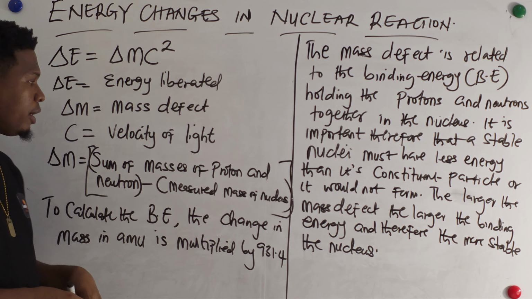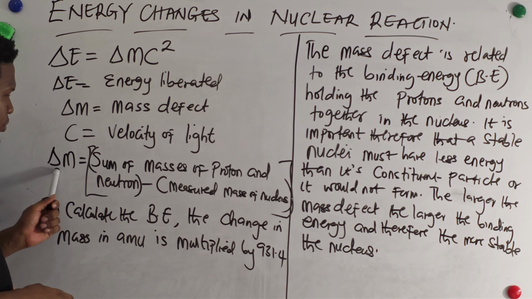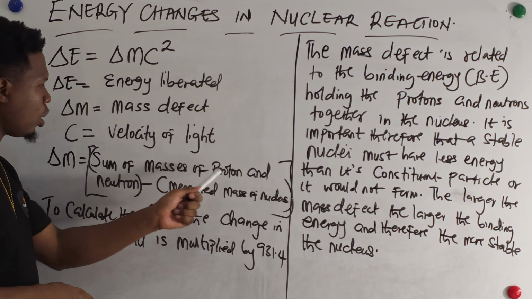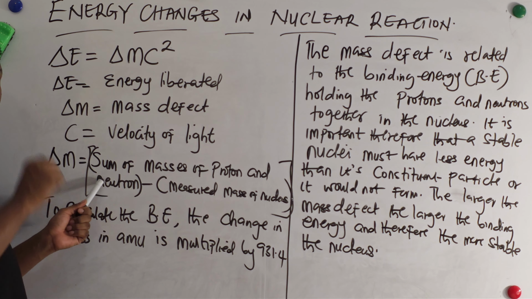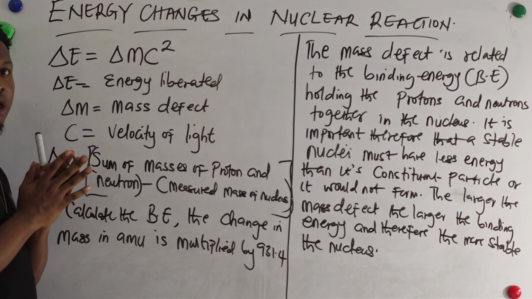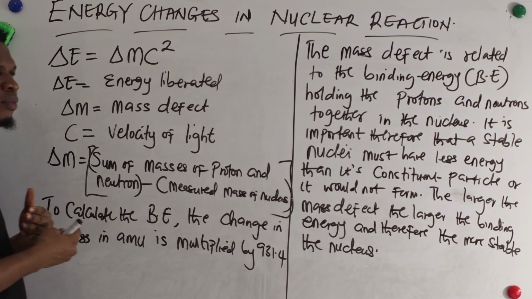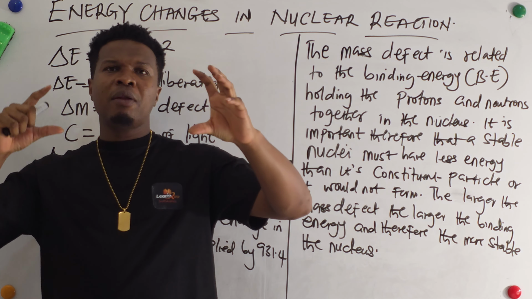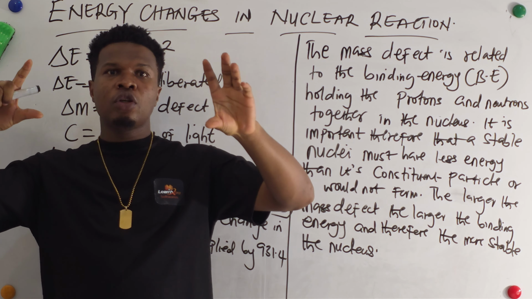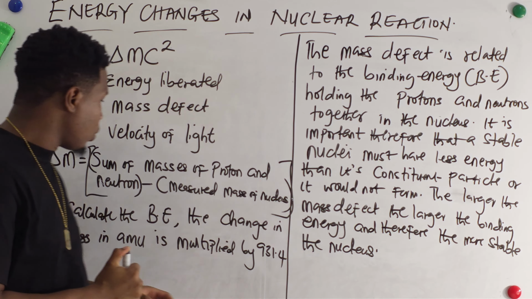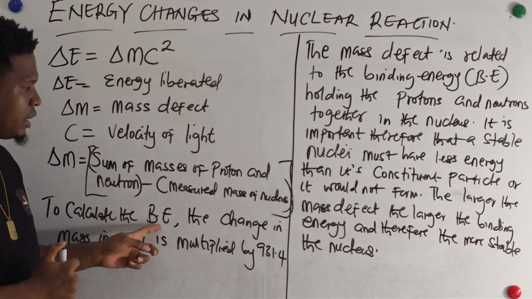This mass defect, which is change in m, can be calculated by summing the mass of the proton and the neutron in the nucleus of the atom, minus the measured mass of the nucleus, that is the actual mass of the nucleus. Because what is destroyed is the proton and the neutron, to know the energy that is holding those two things together, we can calculate what we call the binding energy.